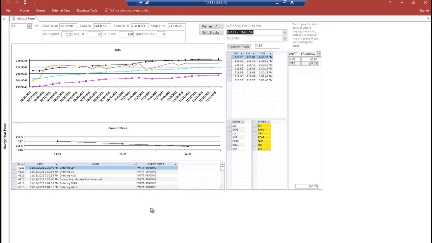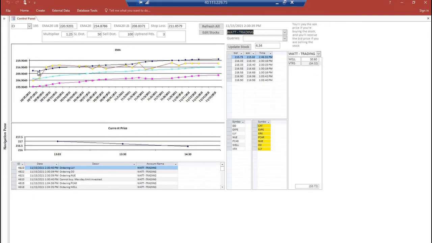Today we're going to talk about creating a trading bot with the TD Ameritrade API and Microsoft Access. What I've got here is a trading bot that's utilizing the Keltner model. You can see I have the Keltner graph right here. You could really use any model you wanted. This particular bot just happens to utilize the Keltner model.